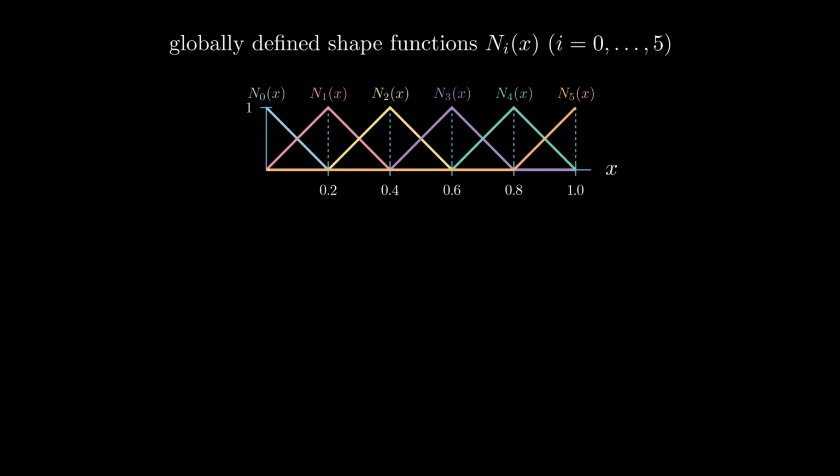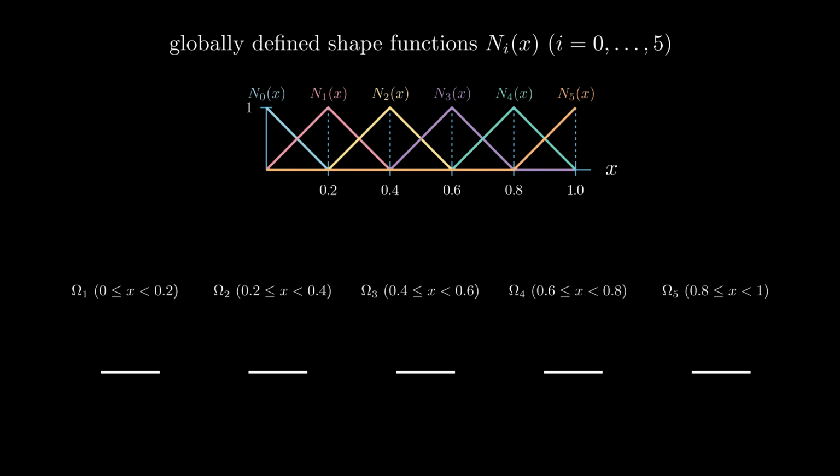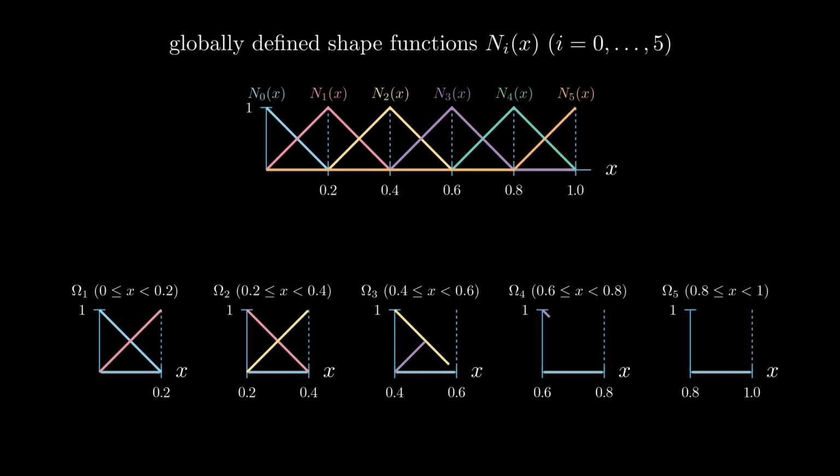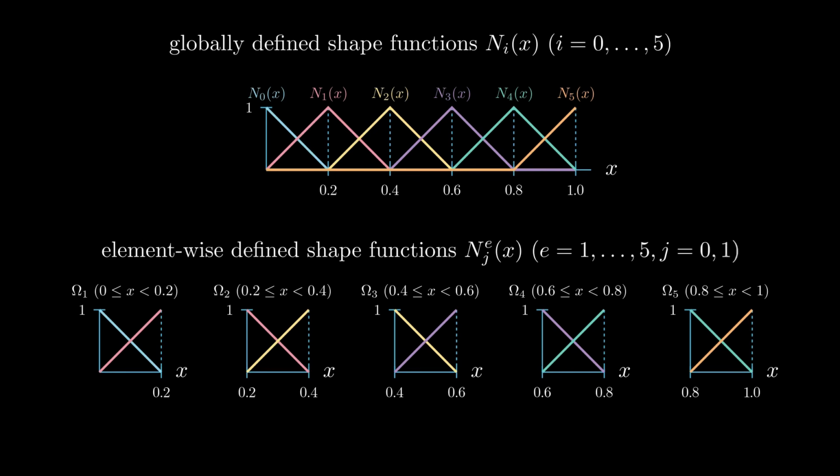To define shape functions for each element, let's take a closer look at the elements. In the following, the elements will be denoted by omega 1 to omega 5. For each of these elements, we can construct shape functions. These shape functions will be denoted as element-wise defined shape functions N^e_j, where the superscript e indicates which element is considered and the index j indicates which node of the element the shape function corresponds to. Please note that e is a superscript and not an exponent here.